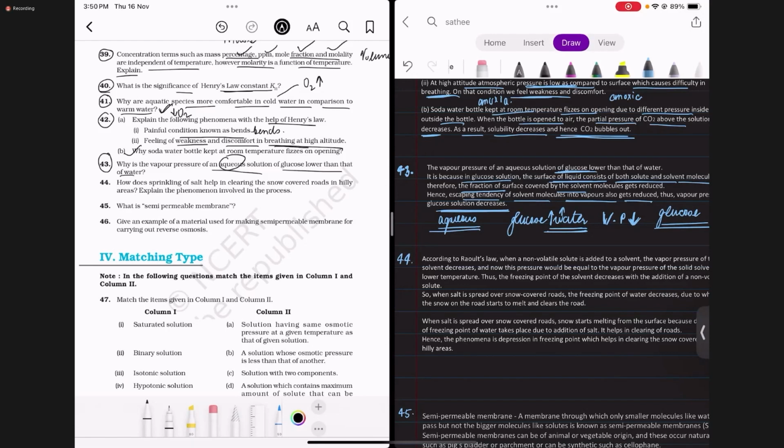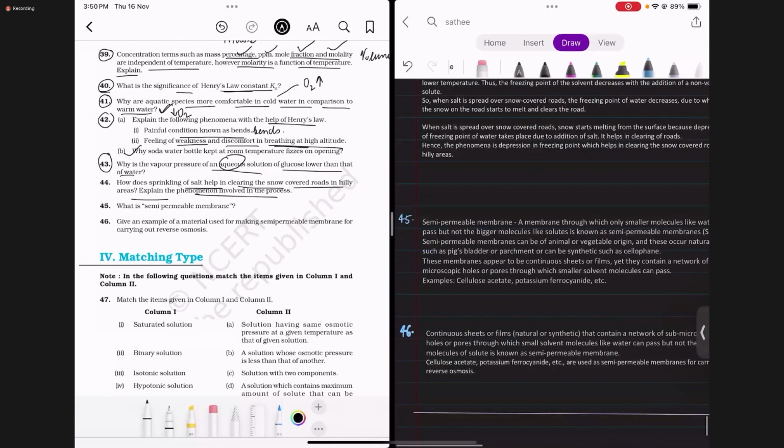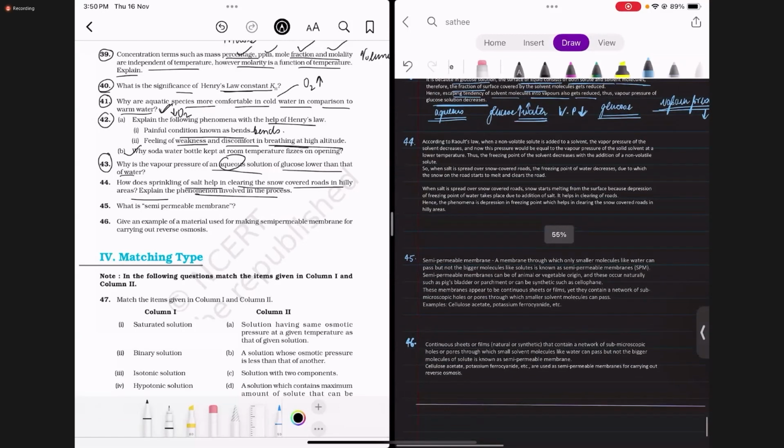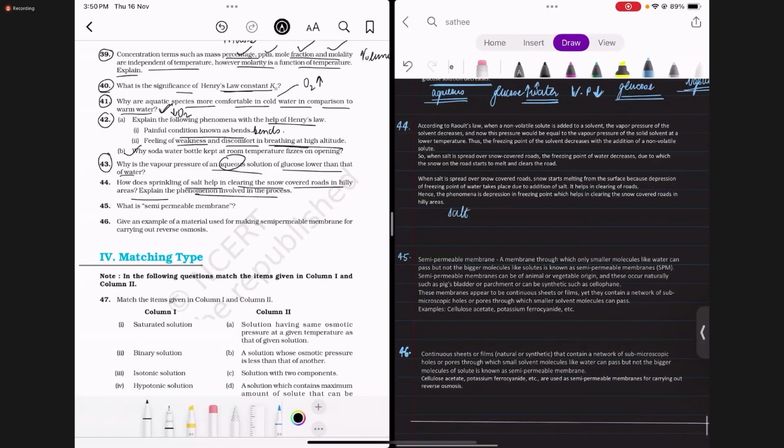How does sprinkling of salt help in clearing the snow covered on roads and hilly areas? Explain the phenomenon involved in the process. तो जब हम सॉल्ट को स्नो पे स्प्रे करते हैं तो स्नो स्टार्ट्स मेल्टिंग. So why does it happen?